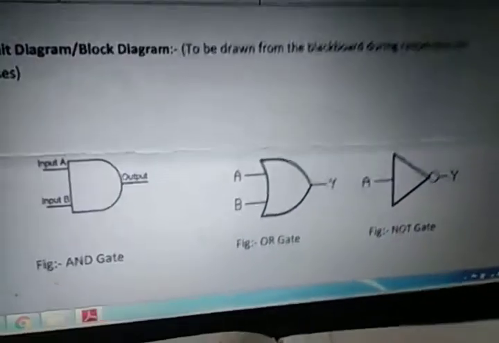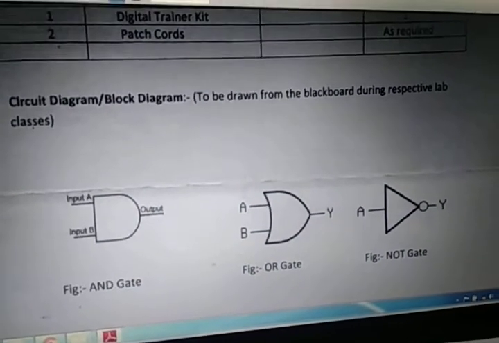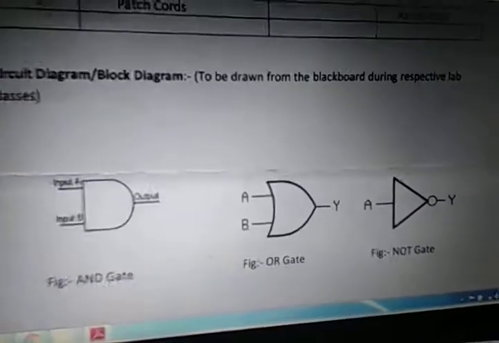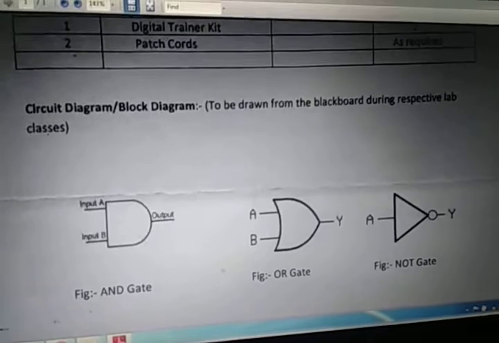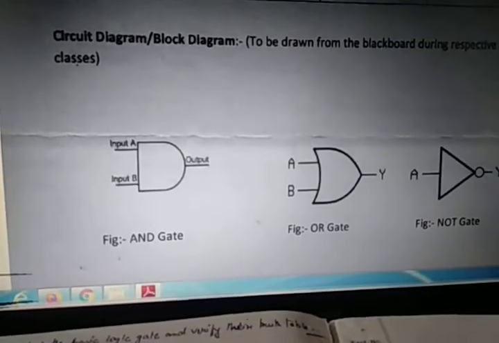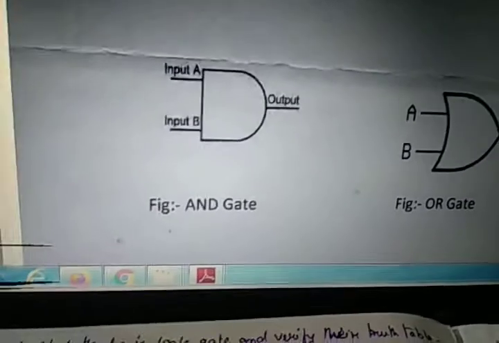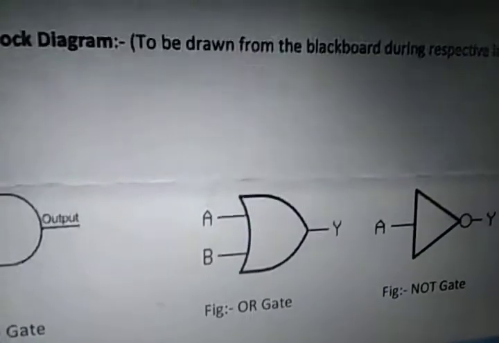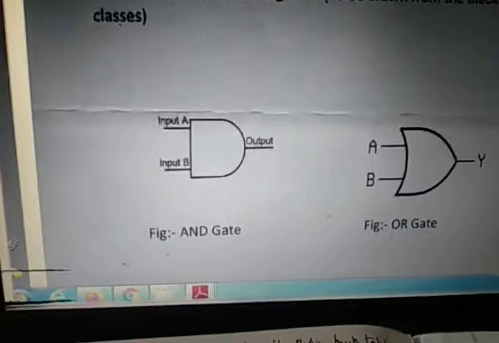In my earlier video, I have shown the circuit diagram for the three basic gates. So these are the three basic gates. For doing this experiment, we have to connect each and every basic gate in the digital trainer kit. First one is our AND gate circuit diagram, then OR gate and NOT gate. Sorry, first one is AND gate, not NAND gate.